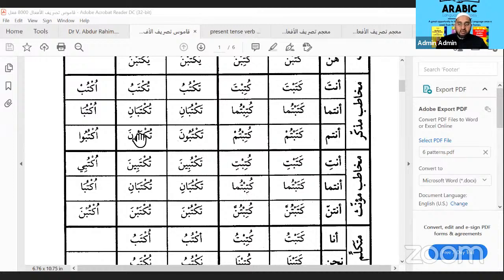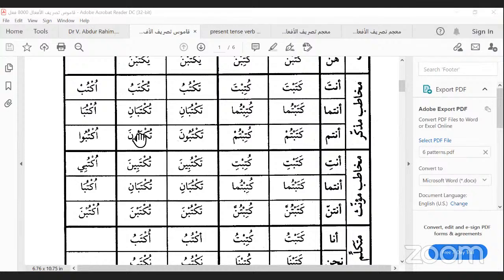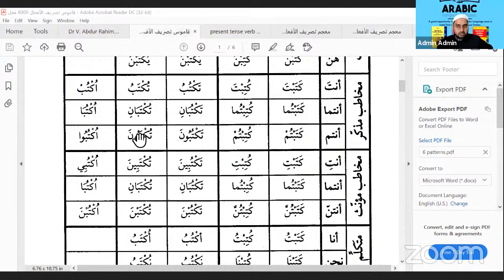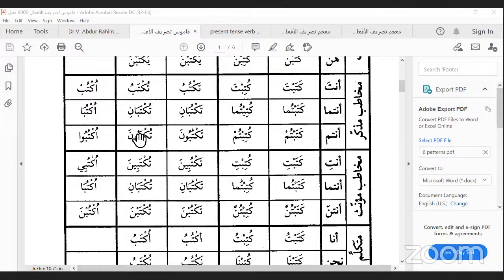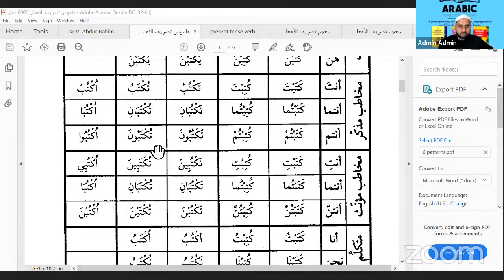Can you do the rest of the five, please? Uktub, and after uktub will be? Uktuba. Correct. Uktubu, uktubi, uktuba, and uktubna. Excellent.